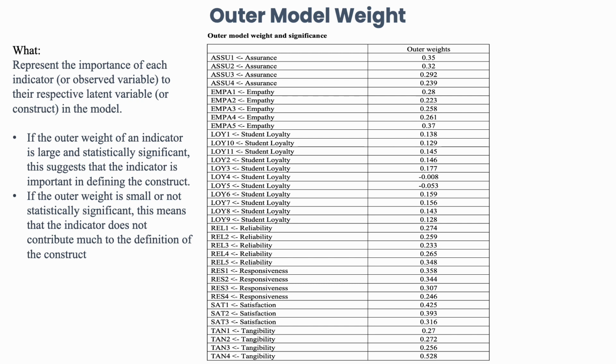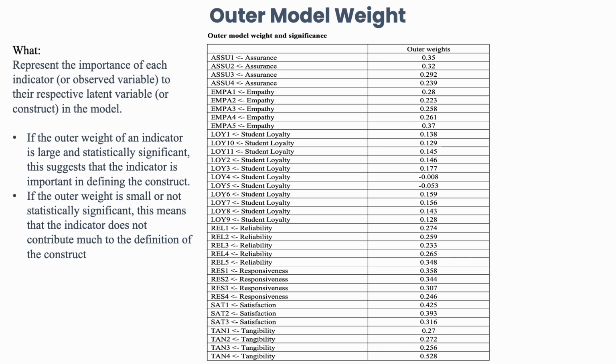Responsiveness has outer weights ranging from 0.246 to 0.358 with indicators RES1 all the way to RES4. These weights indicate a moderate to relatively strong relationship that suggests that the indicators adequately capture the construct of responsiveness. Now, I will not go through each, but I hope the example that I've shared gives a very clear indication of how the outer model weight actually impacts an analysis.